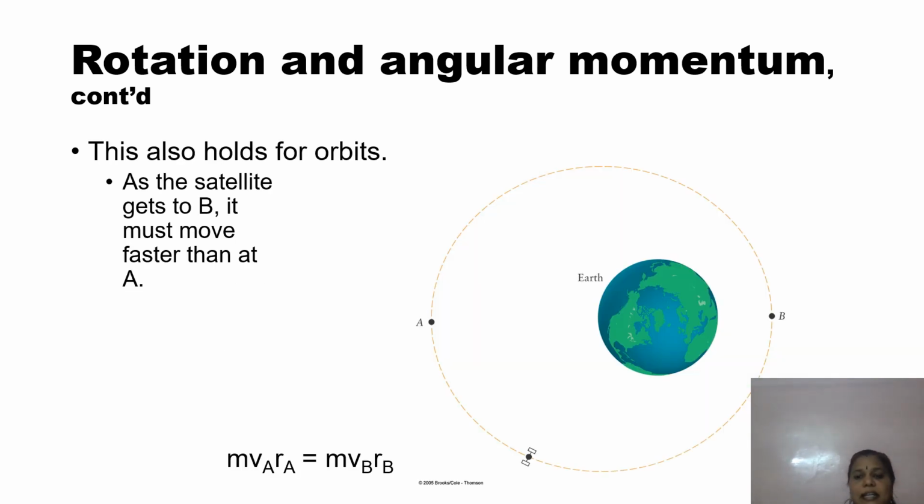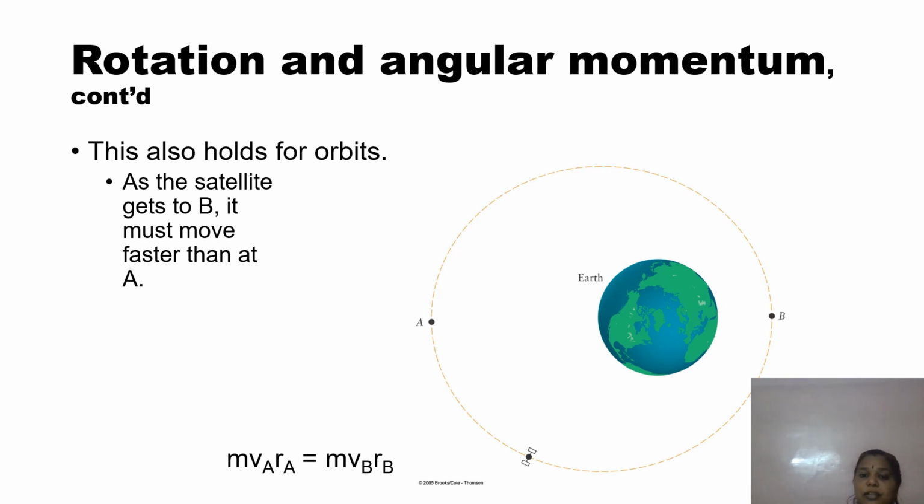Here again a related example: you could see the earth at the center, and point A and point B represent the position of the satellite. As the satellite moves from A to point B, what happens?